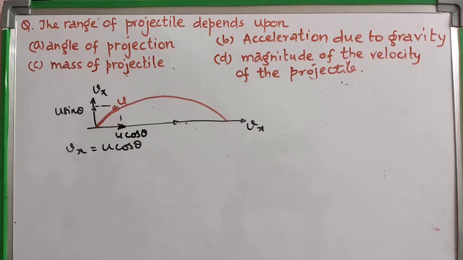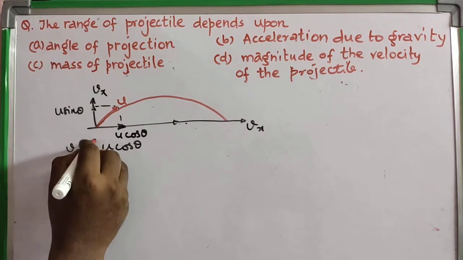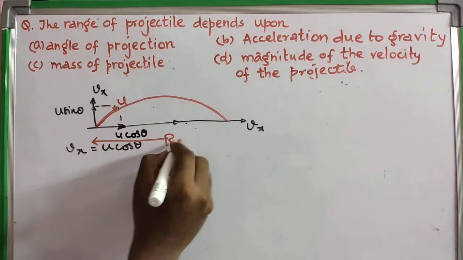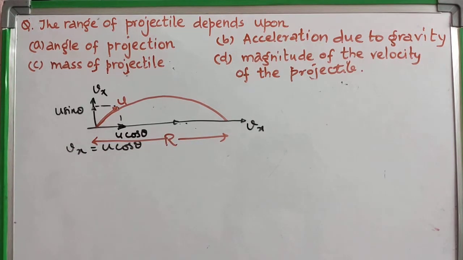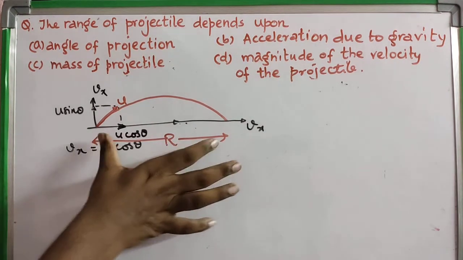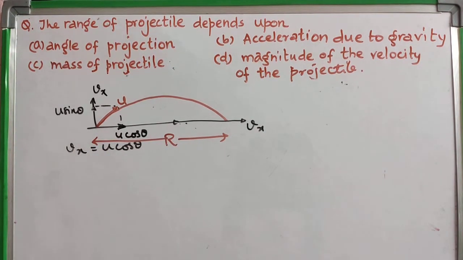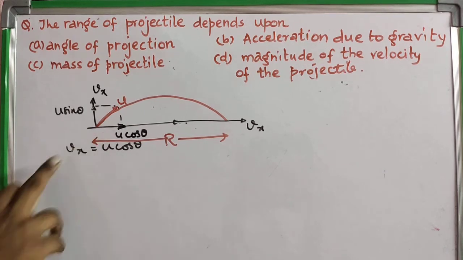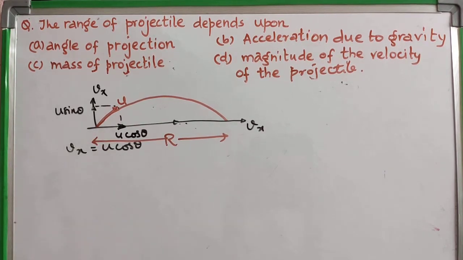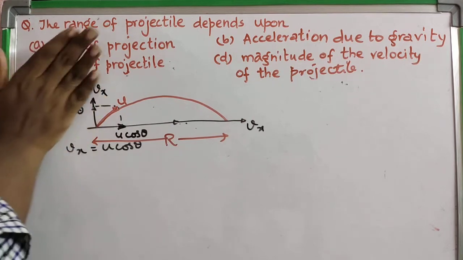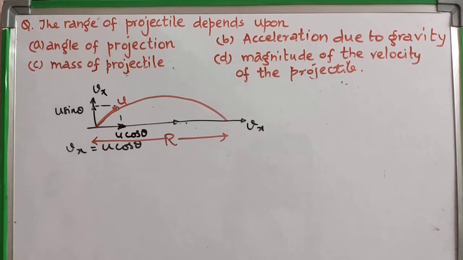Now what is he asking? He is asking for range. Range means what? Horizontal distance covered by the body, which I represent by capital R. So how to find this distance, or displacement, you can say? Since our body is moving with constant speed along the horizontal direction, just consider the horizontal direction for now. Vertical components are not important. One dimension is enough, that is the horizontal dimension.